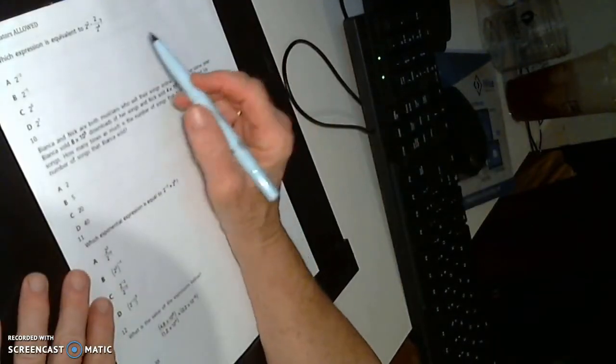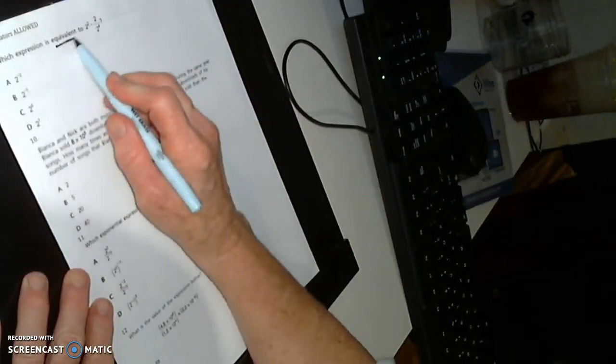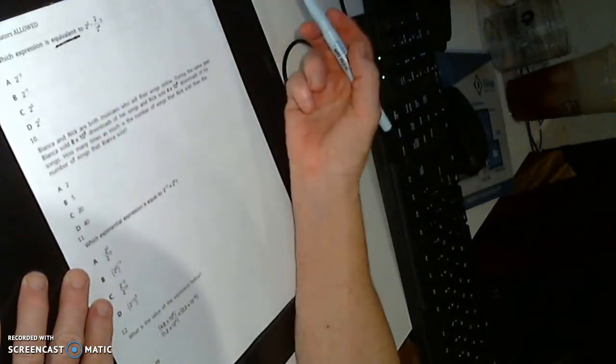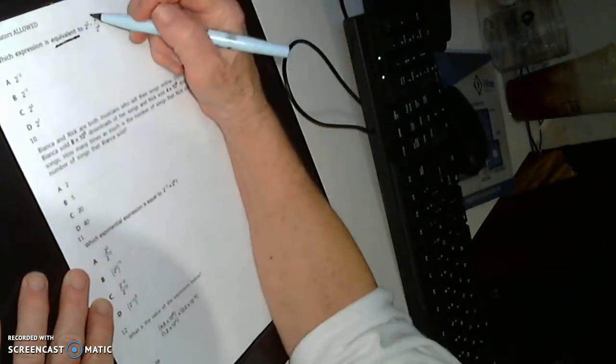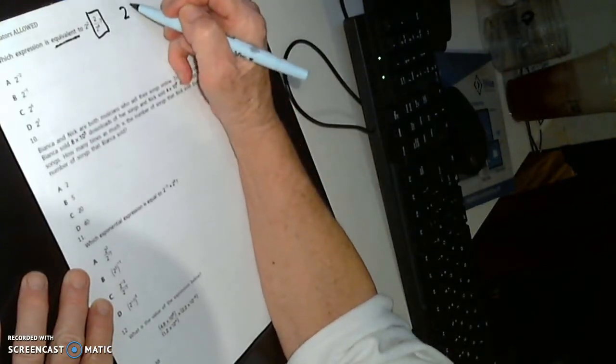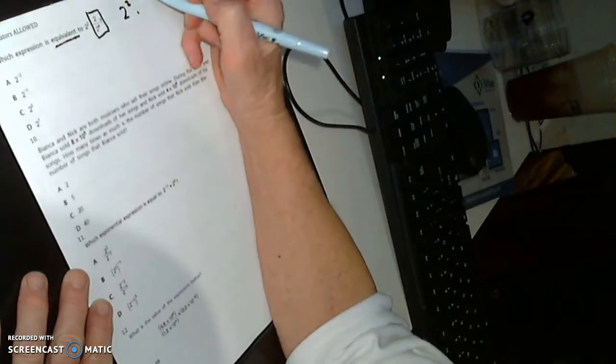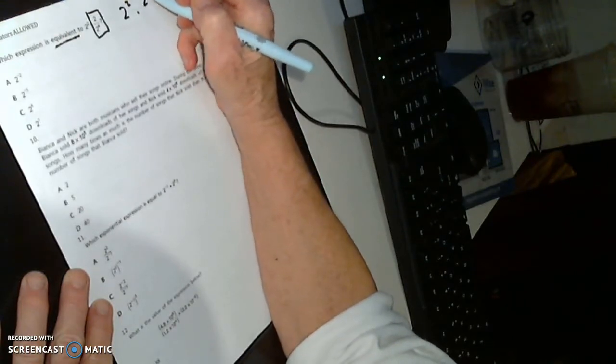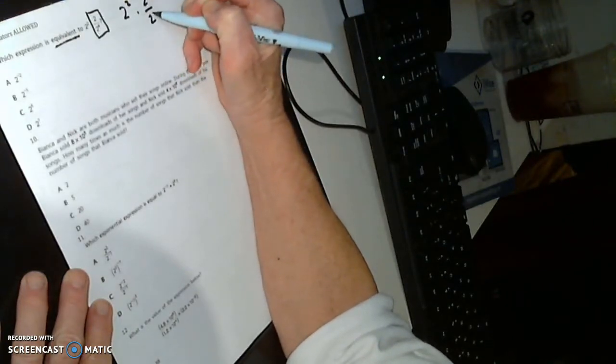Question number 9, which question is equivalent to? So it doesn't ask me to solve it, but I need to find my equivalency. So PEMDAS, let's do this first. I have 2 times 2 to the squared divided by 2 to the 1st power, 2 to the 4th power.